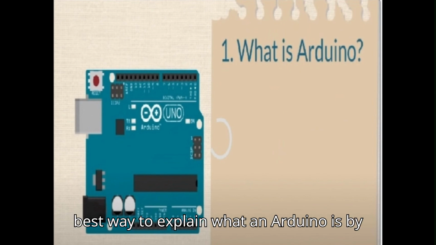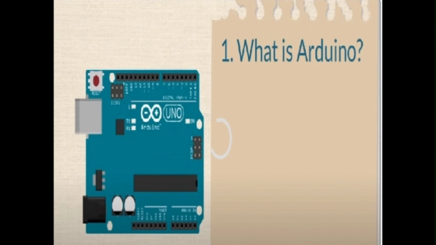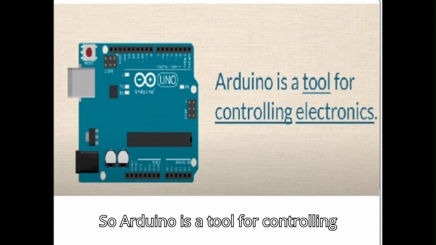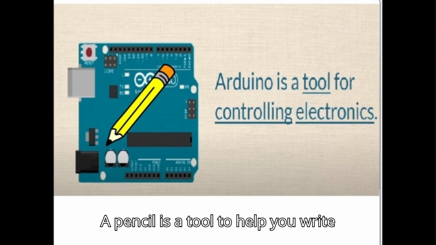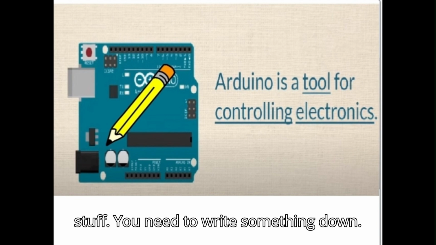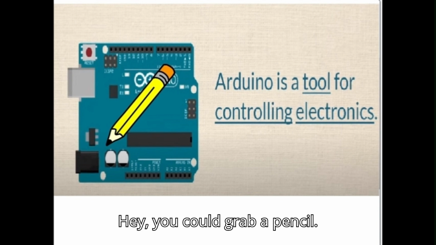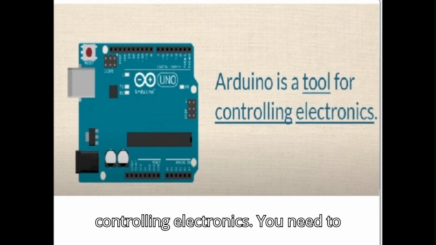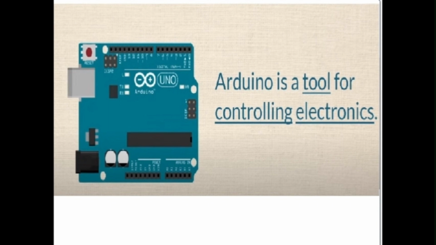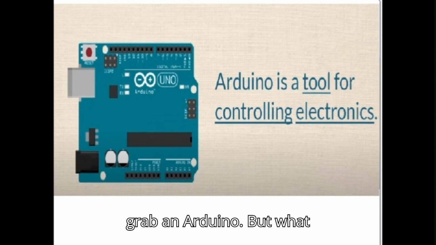I think the best way to explain what an Arduino is, is by talking about what it's used for. Arduino is a tool for controlling electronics, so think about a pencil. A pencil is a tool to help you write stuff. You need to write something down, hey, you could grab a pencil. Same idea with Arduino. You need to control some electronic stuff, hey, grab an Arduino. But what do I mean by electronic stuff?